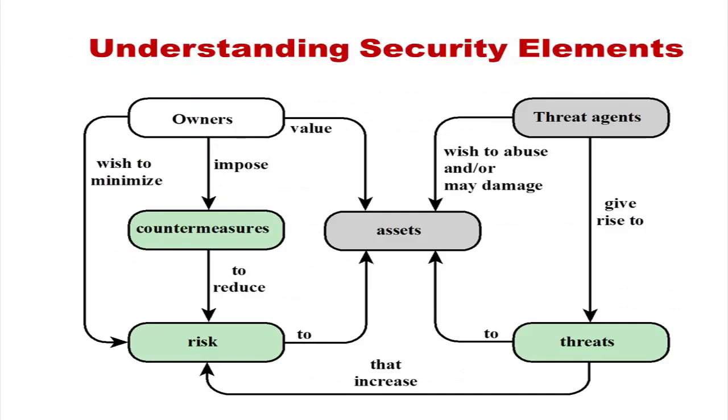Understanding security elements. When we go for the security elements, you have many elements that come across: owners, countermeasures, risk, assets, threats, threat agents. Now we have various activities that are performed: wish to minimize, impose, value, to reduce, that increase, wish to abuse, and may damage, give rise to. Now all these elements and activities are represented diagrammatically to understand security.